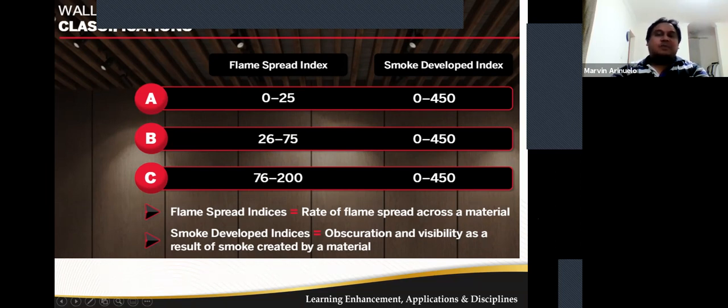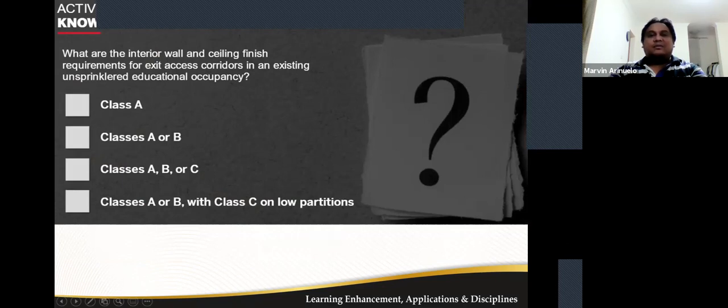Other fire tests determine flammability and fire performance of floor covering and other interior finishes. And let's check our knowledge again. According to the Fire Protection Handbook, what are the interior wall and ceiling finish requirements for the exit access corridor in an existing unsprinklered educational occupancy? If you go to Chapter 18, page 18-28 of your Fire Protection Handbook, Table 18.2.1, you'll be able to know that the answer pertains to Class A or B.